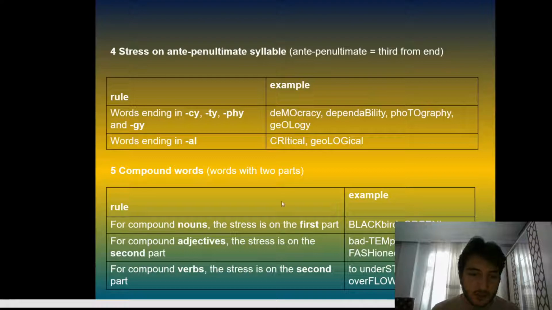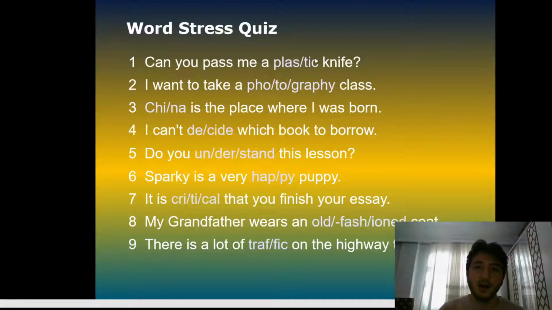Fifth rule, compound words. Words with two parts. For compound nouns, the stress is on the first part: blackbird, greenhouse. For compound adjectives, the stress is on the second part: bad-tempered, old-fashioned. For compound verbs, the stress is on the second part: to understand, to overflow.